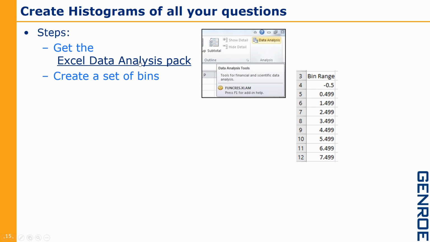Once you've installed it, the next thing you need to do is create a set of bins. Think of bins as the ranges in which you want to count things. You'll see the bin range we've got here is between -0.5 and 0.5, 0.5 and 1.5, 1.5 and 2.5. What we're capturing there is the 0, 1, 2, 3, 4, 5, 6, up to between 6.5 and 7.5, 7.